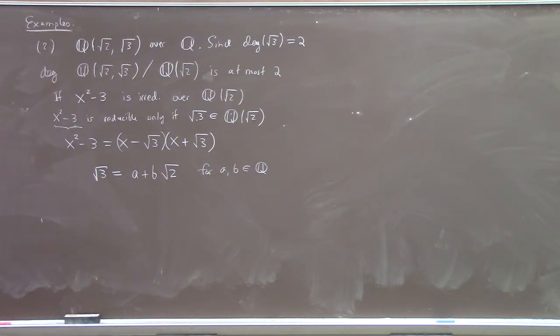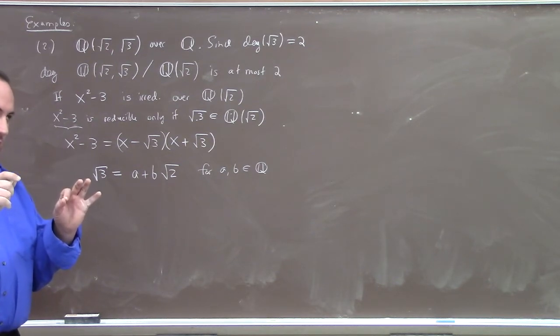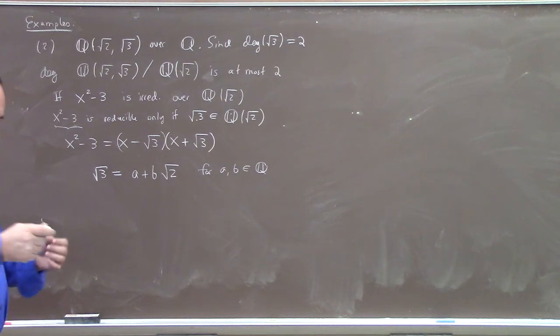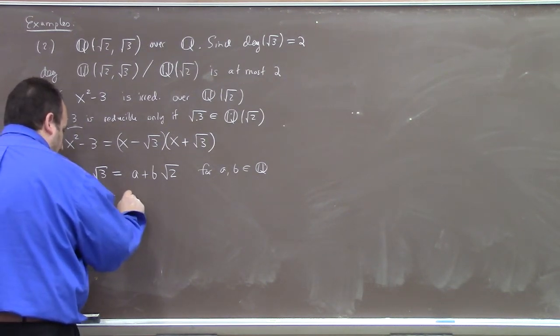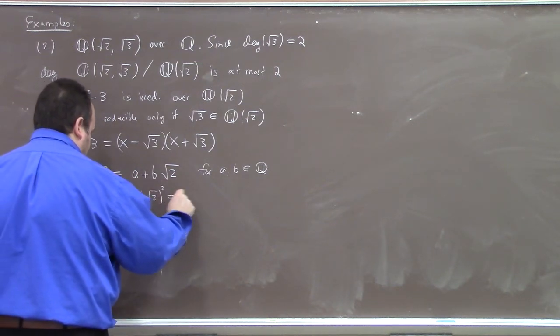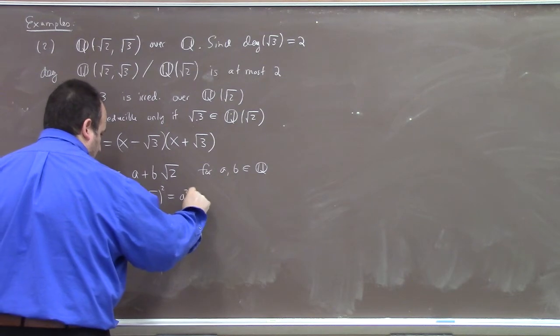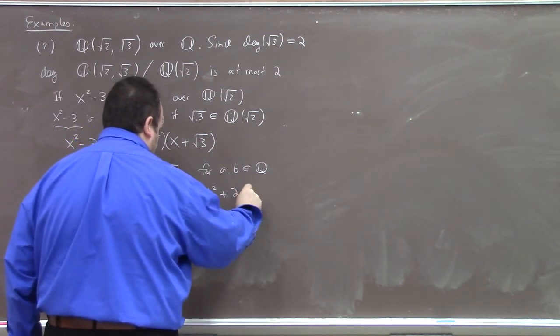I see your point. But there's a theorem we already know, which is that square root of 2 is not rational. If we can use that, here's what we do. We just square this equation, which gives us, of course, a squared plus 2b squared, plus 2ab root 2.